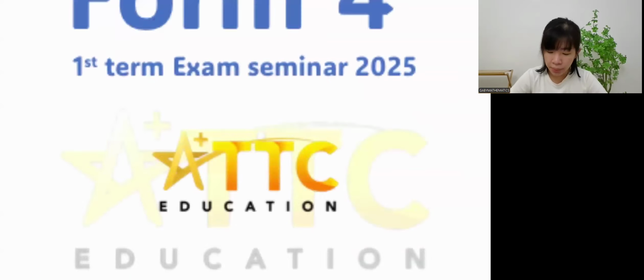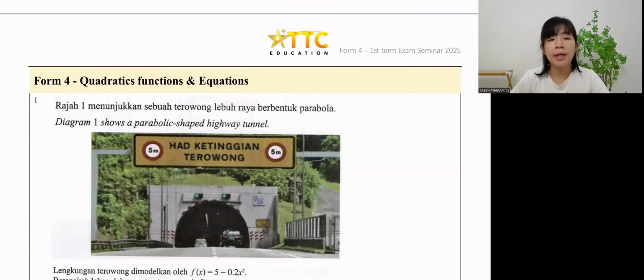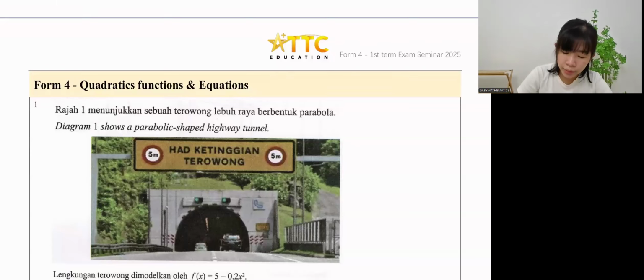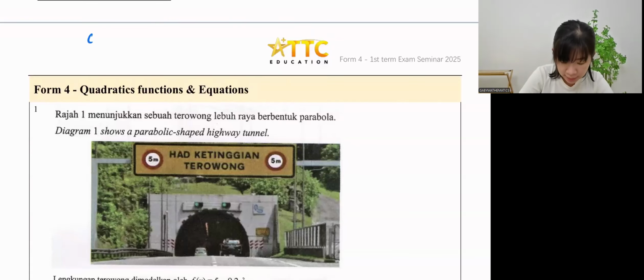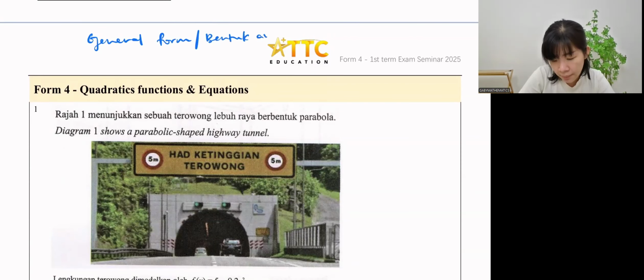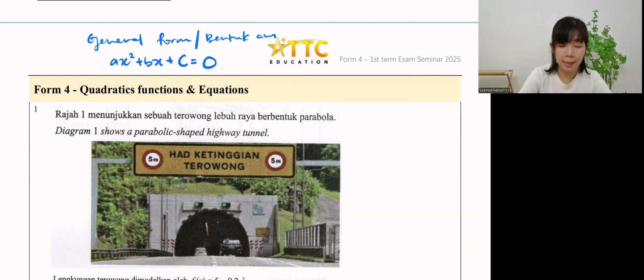So this whole book, hopefully we can do most of it. Let's start with the first topic, quadratic. When we come to quadratic, always remember what the general form is. When we say general form, bentuk am, we are referring to ax squared plus bx plus c equals 0.